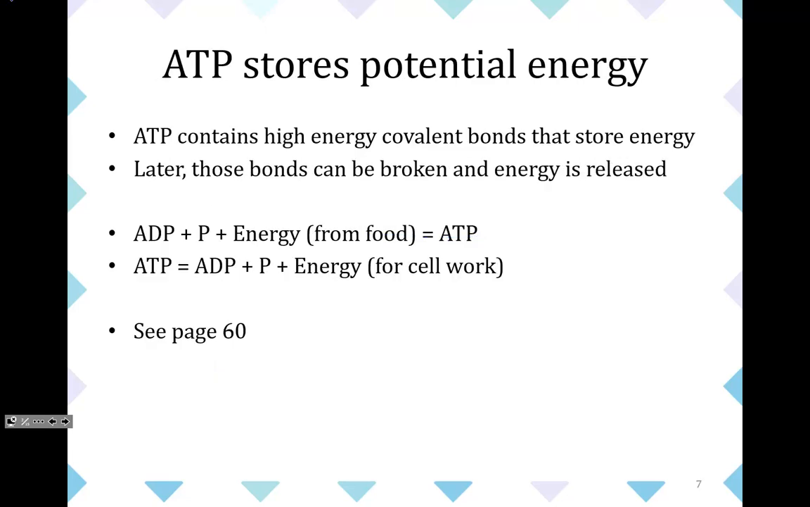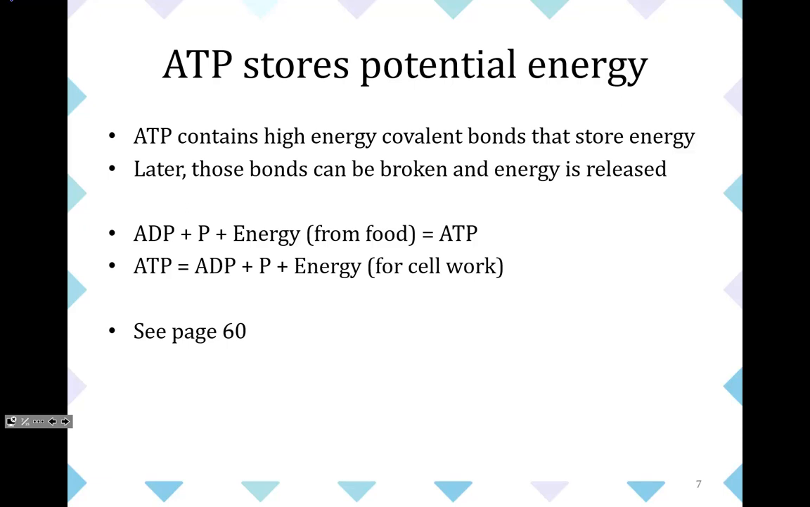The molecule that does that is called ATP. It's called adenosine triphosphate. Your book talks about it here and then also talks about it at the end of the chapter, which shows more of a structure, so I welcome you to take a look at that. But ATP contains high energy covalent bonds that store energy. And then later those bonds can be broken and that energy is released for the cell to do work.